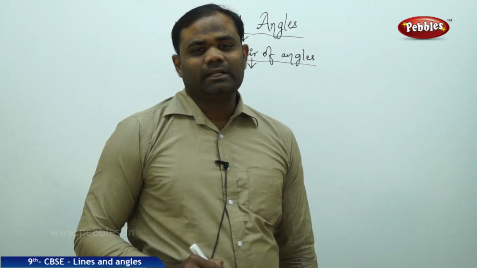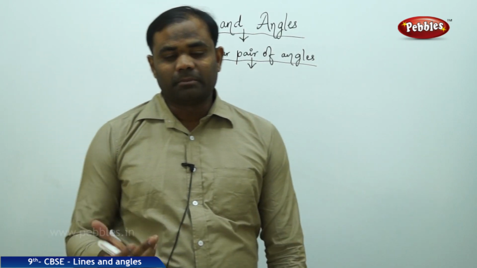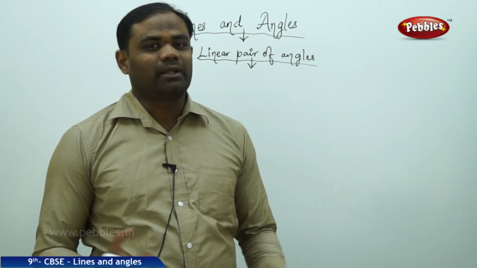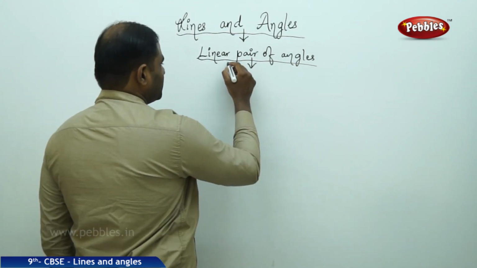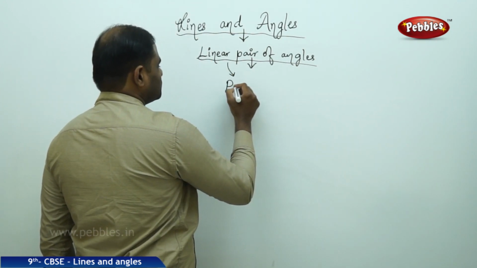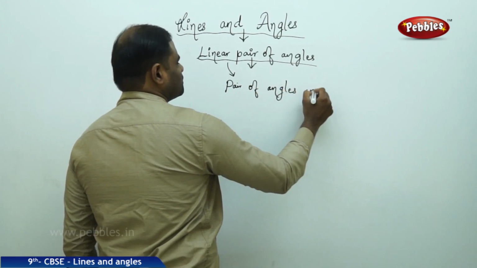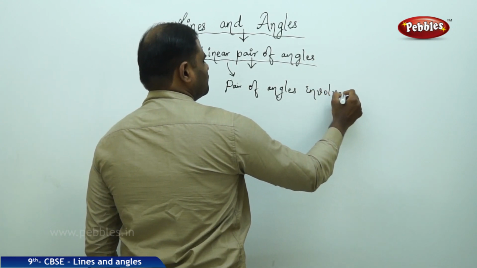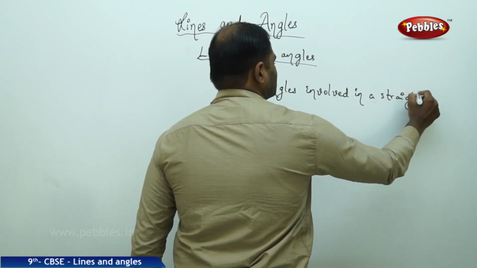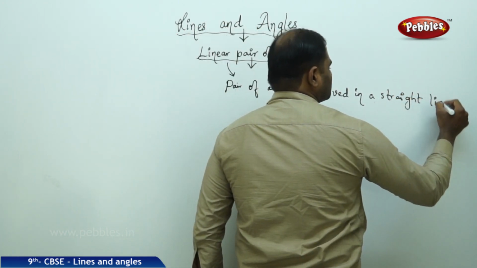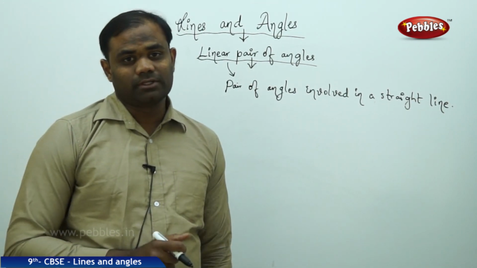As clearly the word itself says, linear pair, what do we mean by linear pair? That means the angles involved in a straight line. The pair of angles involved in a straight line. Linear pair indicates a pair of angles involved in a straight line. Let's see how the pair of angles are involved in a straight line.